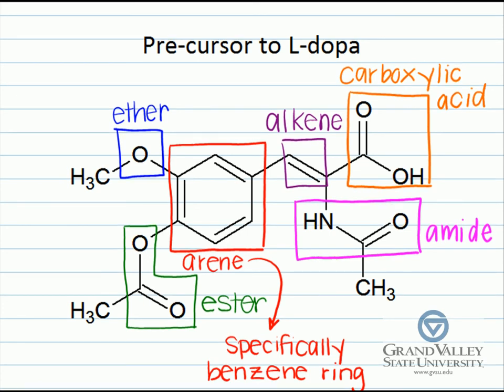In review, this molecule has the following functional groups: ester, ether, arene, specifically a benzene ring, alkene, amide, and carboxylic acid.